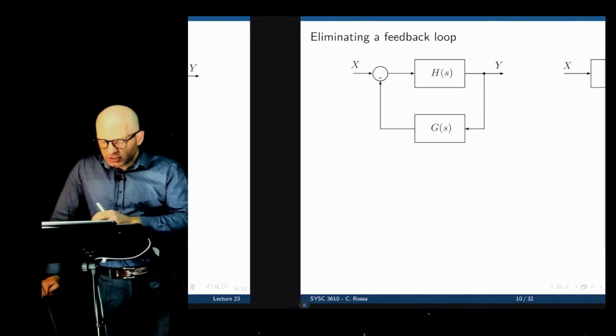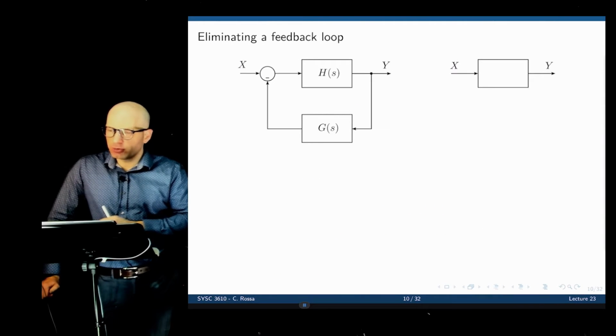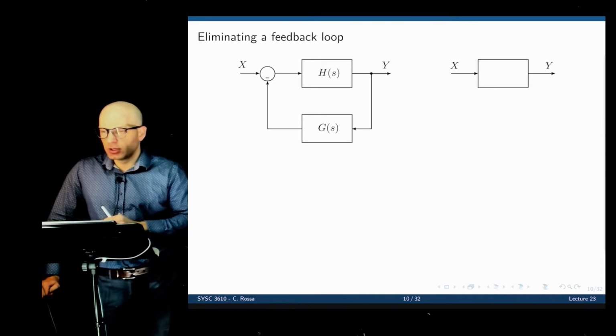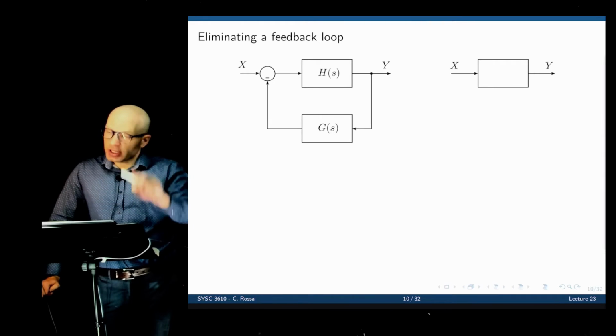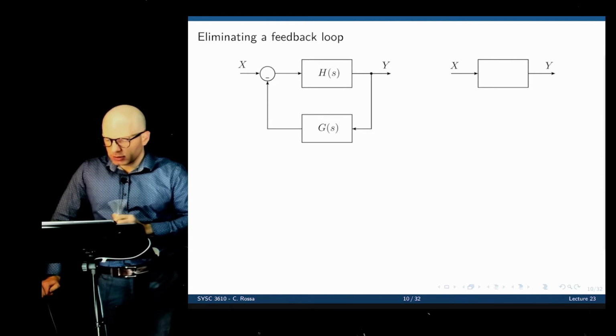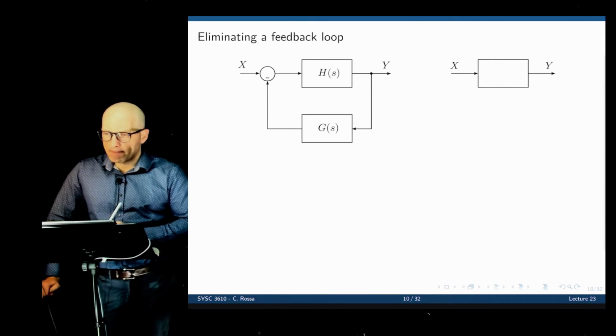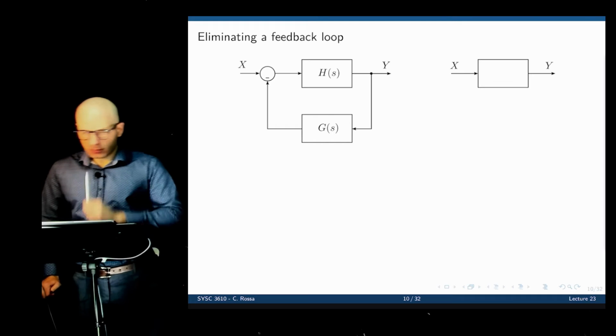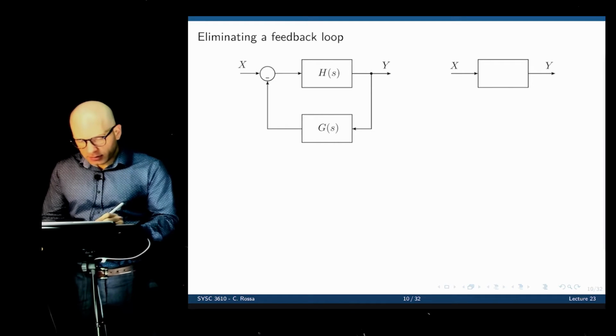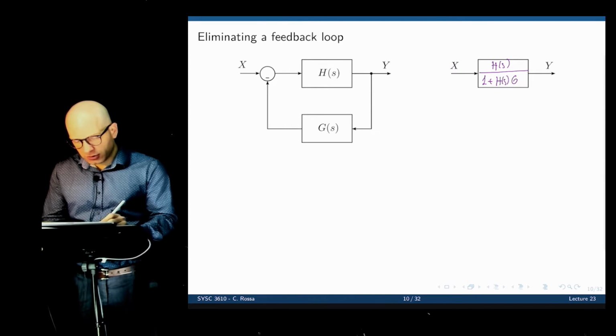Okay. Last one is when we have a feedback loop, but now there is a line function in the feed. There's a line function and there is a feedback function, in this case g of s. What is the closed loop transfer function here? It is h of s. We did this one before. 1 plus h of s times g of s.